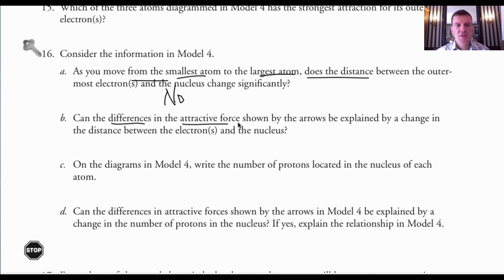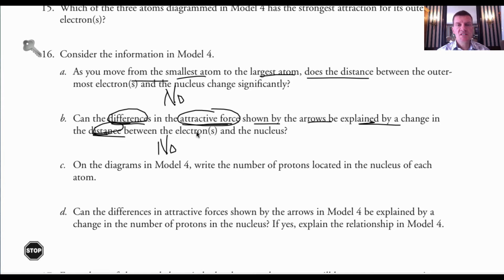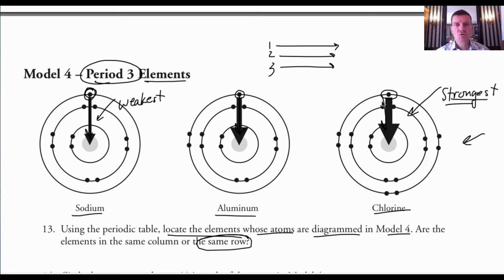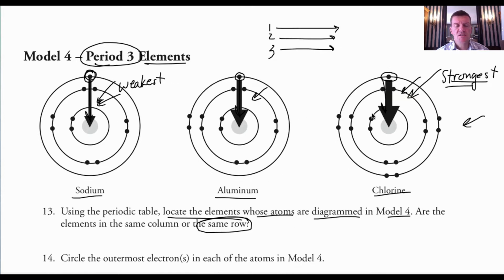Can the differences in the attractive force shown by the arrows be explained by a change in the distance between the electrons and the nucleus? So here's what they're saying. There is a difference in the attractive force, but is it because of the distance? No, because the distance is not a huge change. So it's something else that is causing the force of the attraction here to go from weak to a little stronger and then strongest.